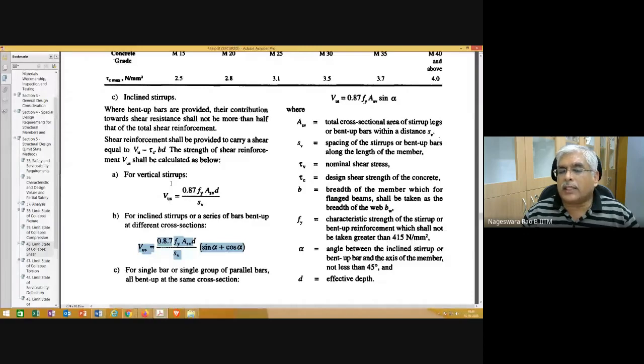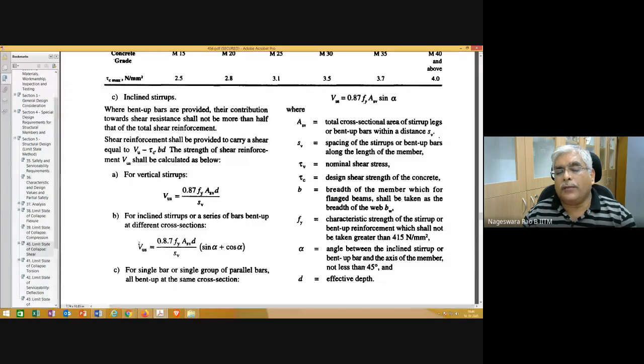And for vertical stirrups, please note that here it is for a combination of inclined stirrups as well as bent up bars. And if you have only inclined stirrups, then the expression is going to be only this one. Cosine alpha is not going to be there. And there is a printing mistake. It's 0.87. Okay, 0.87 here.